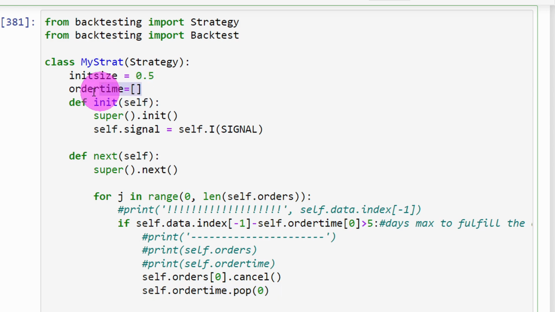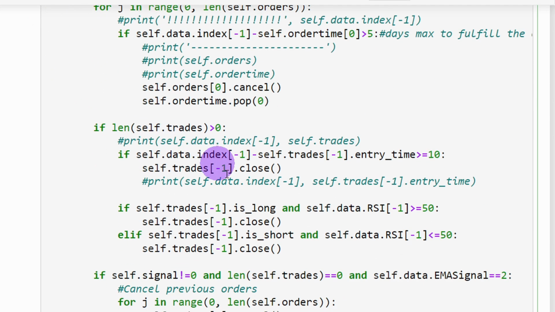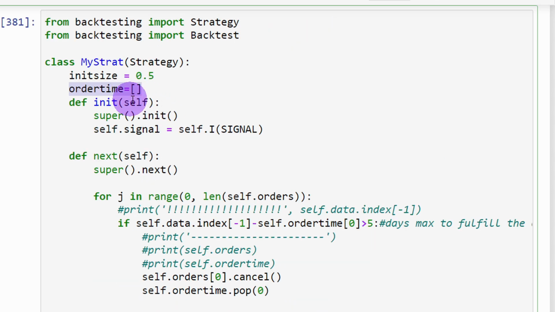This is a list called order time where I'm going to append order creation times every time I'm creating an order. I'm putting the times of creation of orders into this list just to keep them in memory, but then when I'm erasing the order, I'm also erasing the corresponding time.